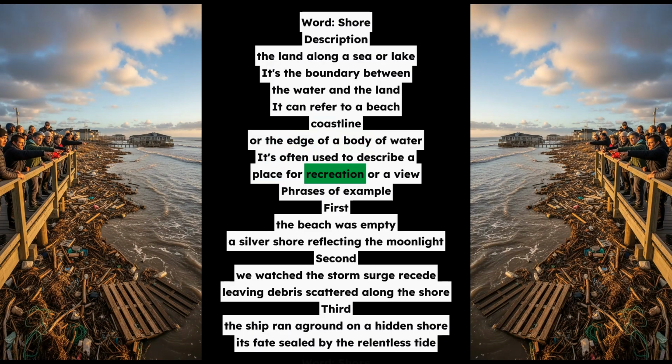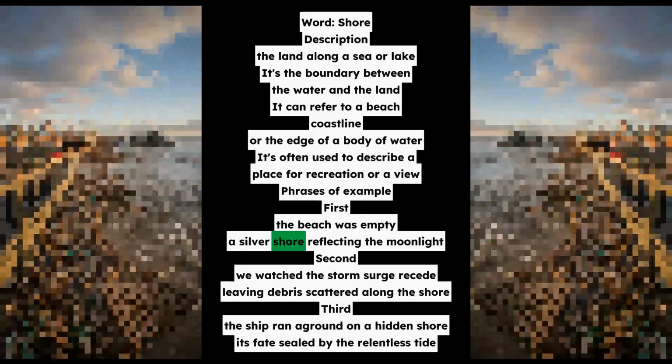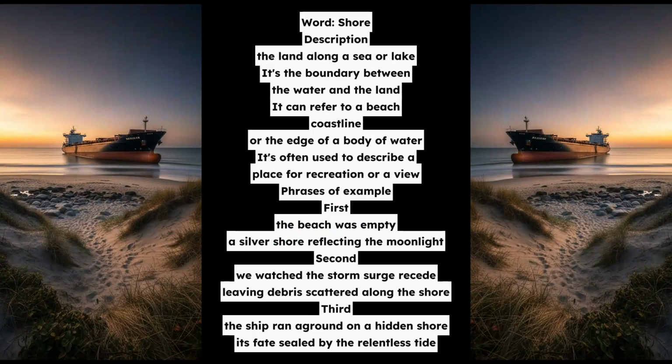Phrases of example. First, the beach was empty, a silver shore reflecting the moonlight. Second, we watched the storm surge recede, leaving debris scattered along the shore. Third, the ship ran aground on a hidden shore, its fate sealed by the relentless tide.